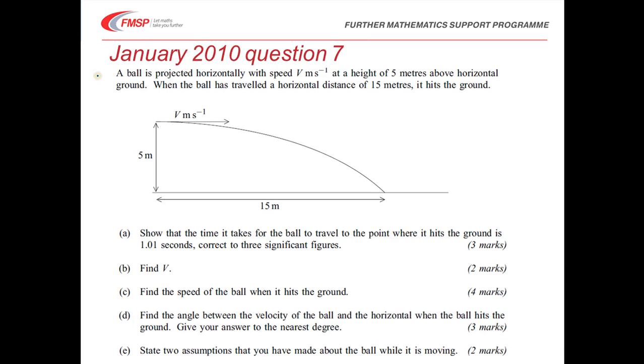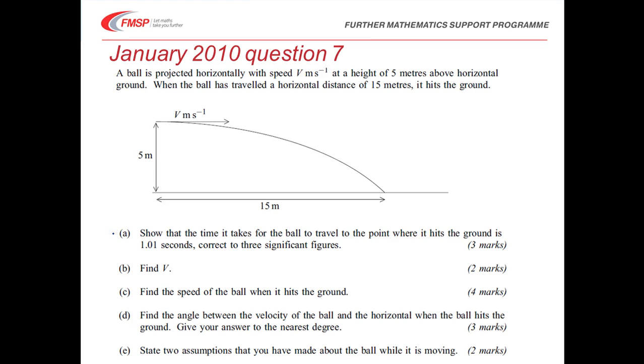So the ball is projected horizontally with speed v meters per second at a height of 5 meters above the horizontal ground. When the ball has travelled a horizontal distance of 15 meters, it hits the ground. So we've got the diagram there which we can make use of.